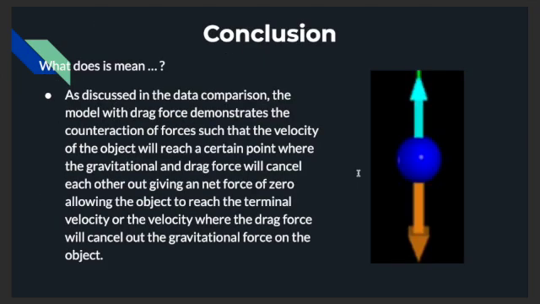In conclusion, we can finally answer the question about what models will predict this terminal velocity, whether it be without or with drag. The model with the drag force demonstrates the counteraction of forces of Fd and Fg, or drag force and gravitational force, where the velocity will reach a certain point where the Fd and the Fg will cancel each other out, resulting in a net force of 0 and a constant velocity, which is our terminal velocity as shown. This is also shown in our experimental data as well.